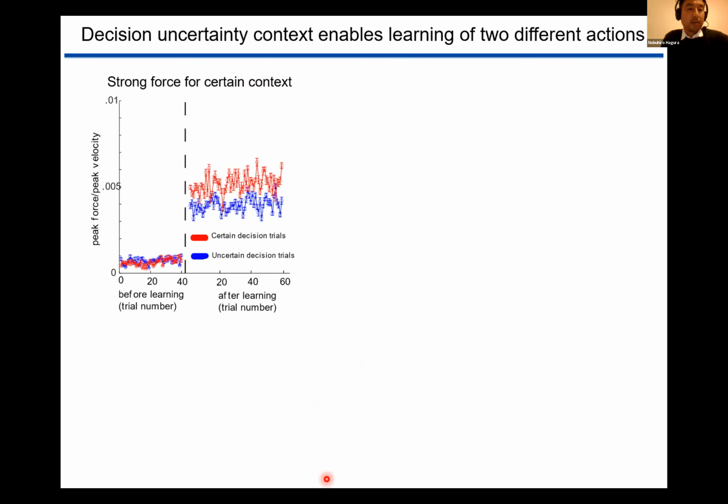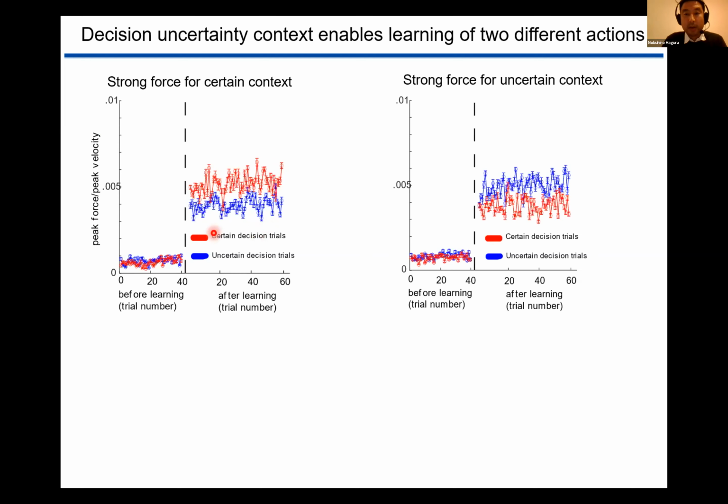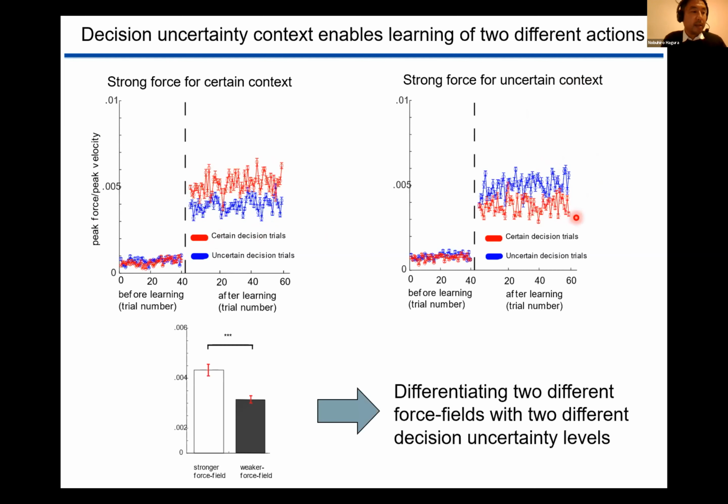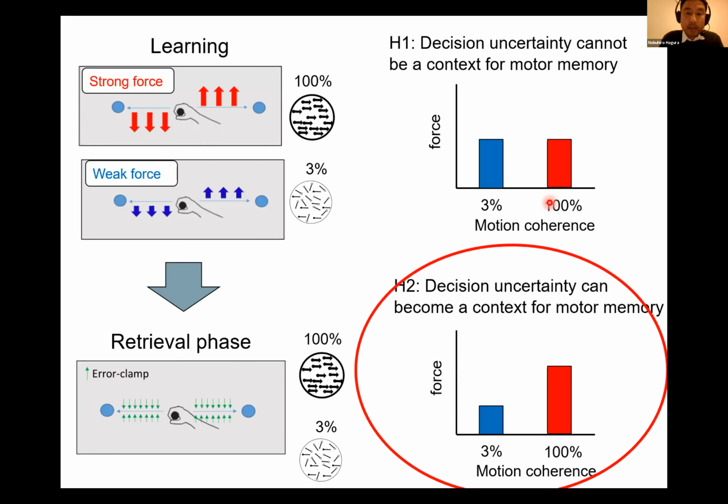Okay, let's go to the results. This is the result when the strong force was associated with the certain context. You can clearly see that after the learning, in the error clamp trials after the certain decisions, there's a stronger force compared to the uncertain decision trials. And for the subjects for whom the association was reversed, the result reverses also. When the strong force was associated with the uncertain context, people produce a stronger force for the uncertain context compared to the certain context. So this clearly means that a decision uncertainty context enables learning of two different actions. Again, we had two hypotheses here, and the second one was supported.